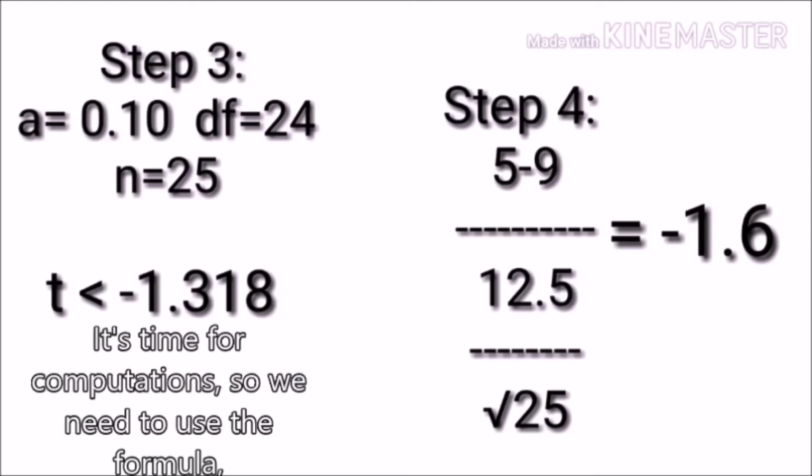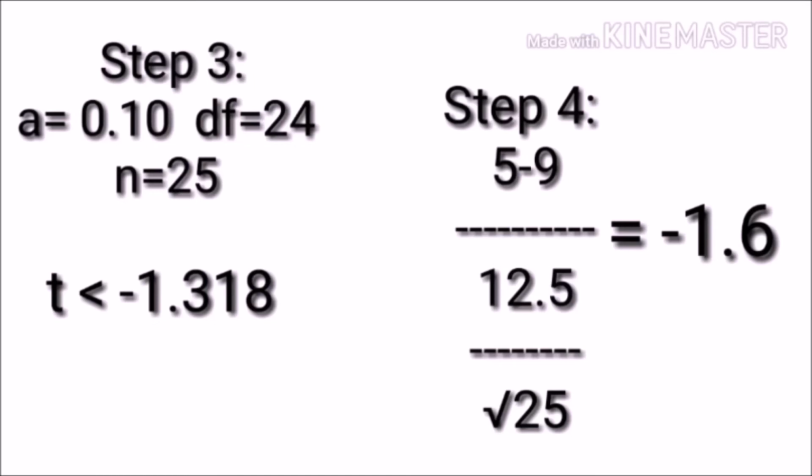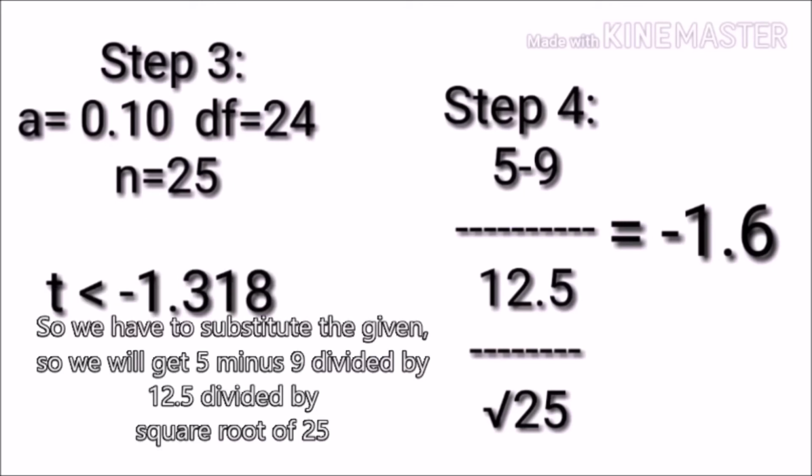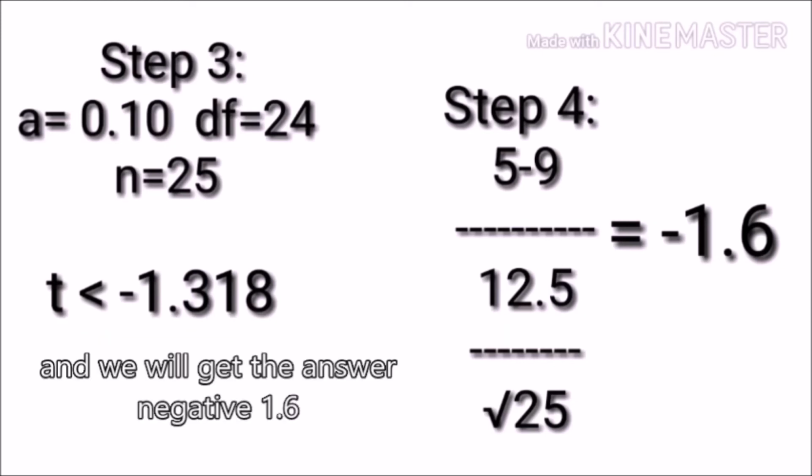So it's time for computations. We will be using the formula: sample mean minus population mean divided by standard deviation divided by square root of n. We substitute all the given and we will get 5 minus 9 divided by 12.5 divided by square root of 25. And we will get the answer negative 1.6.